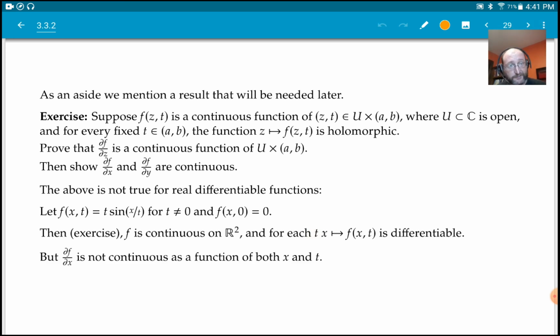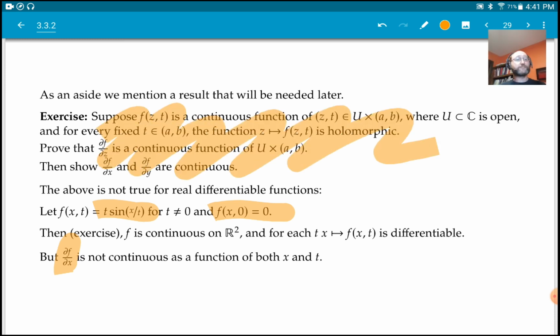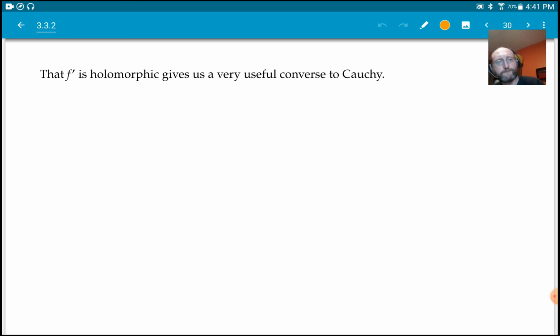But if I take the derivative, which is just the x partial derivative, that's not a continuous function of both x and t. You can just compute what it is. For t equals 0, it's clearly 0, and for t not equal to 0, you just differentiate this in x, and you're going to get something that's not a continuous function of x and t. So this is something special about holomorphic functions, about the complex derivative.